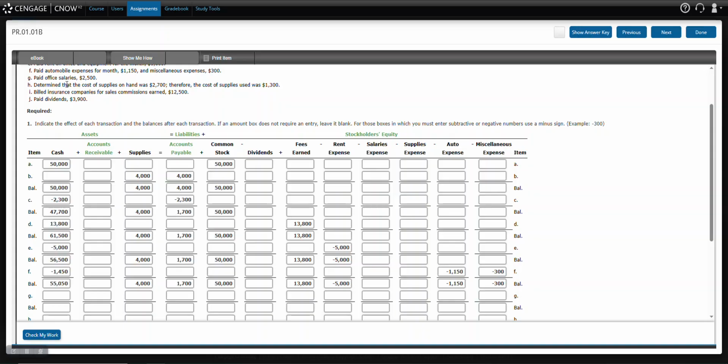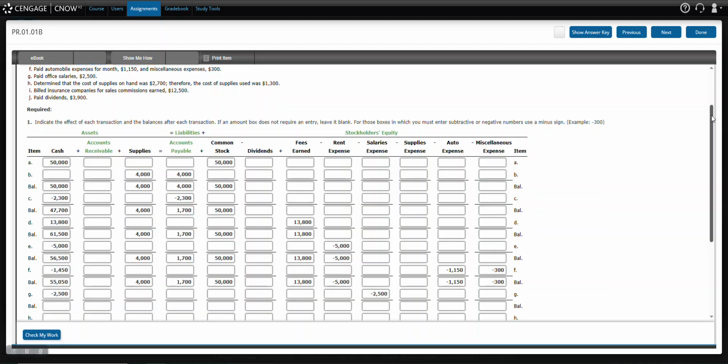In G, we paid office salaries of $2,500. So again, we've paid, so $2,500 comes out. And what we are paying for, they told us, is our office salaries. So our employees are an expense to us. They help us run and operate our business. And by doing that, we owe them money.